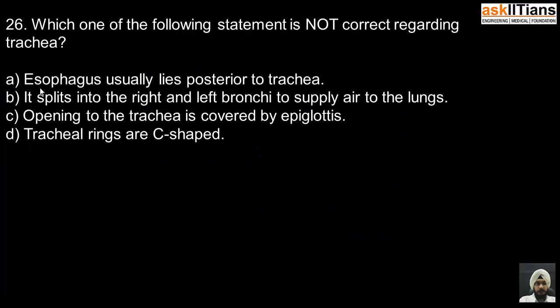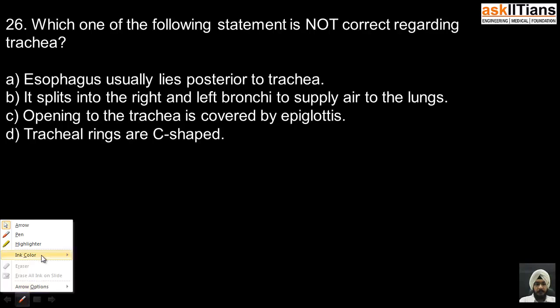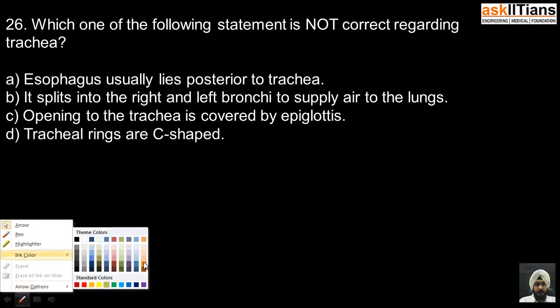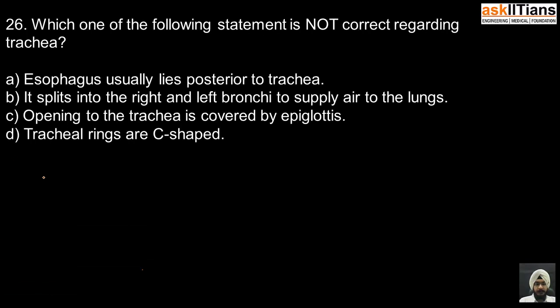Let's go to the next question, question 26, which says which one of the following statements is not correct regarding trachea. So let's go to each option one by one. First it says esophagus usually lies posterior to trachea, which is true because trachea is lying in front of the esophagus, which is the food pipe. So this option is correct, hence it is not the correct option. Next it says it splits into the right and left bronchi to supply air to the lungs, which is also correct, hence it is not the correct option in this case.